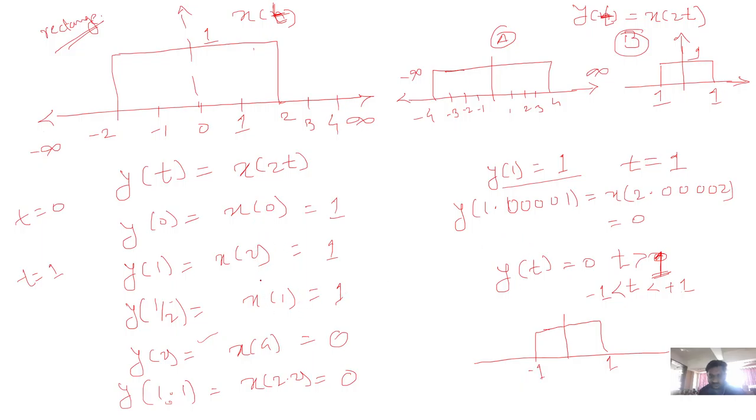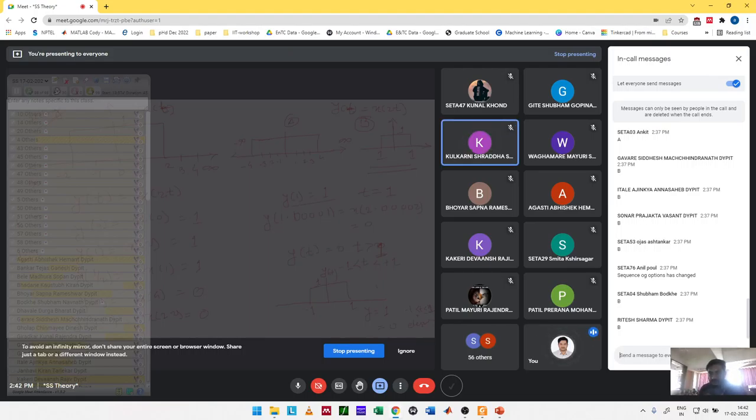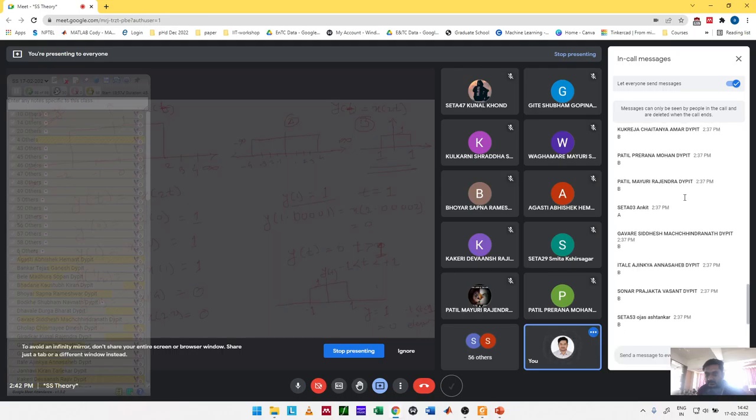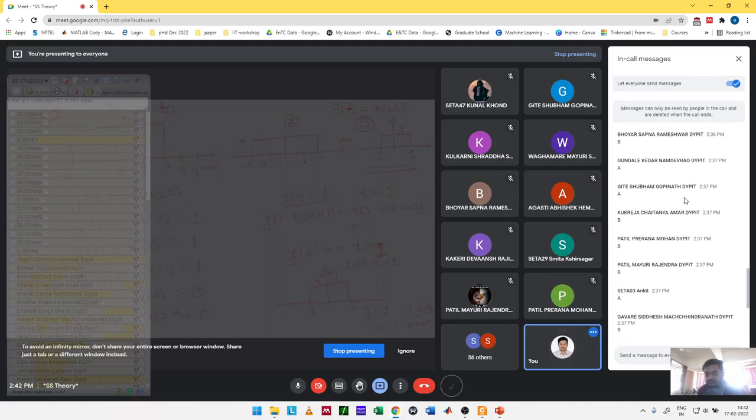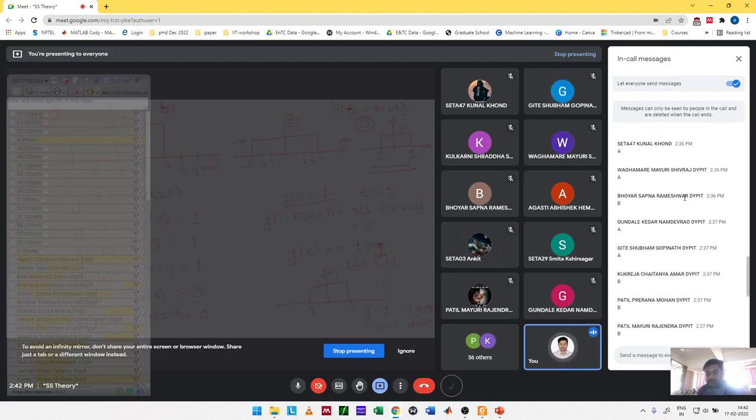Understand this, whatever we had written for the positive side is going to be similar for the negative side, and therefore I am not repeating that. So y of t is going to be 1 for minus 1 less than or equal to t less than or equal to 1, and 0 elsewhere. Am I clear? So what should have been the option selected? Option B. I hope you understood, Ankit. Shubham? Yes, sir. Kedar? Yes, sir. I'm happy that you tried.